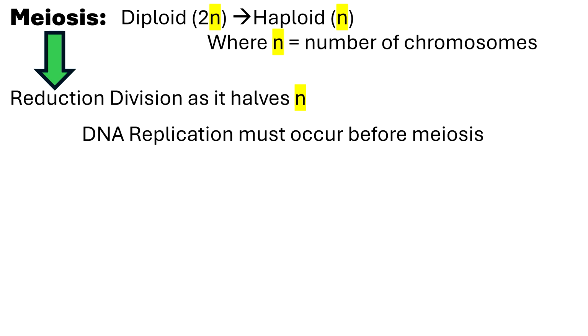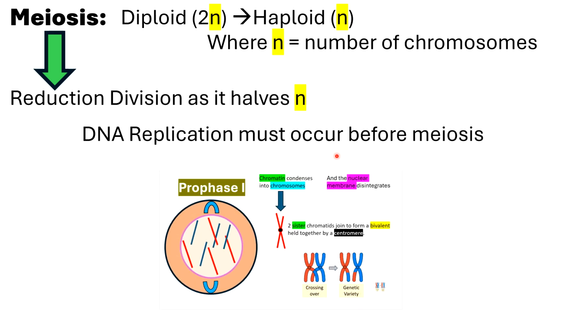Meiosis transfers diploid to haploid. n is the number of chromosomes, so 2n becomes n, haploid. So it halves essentially. Because the number of chromosomes halves from diploid to haploid, from 2n to n, this is called a reduction division. Now, DNA replication must happen before meiosis. Let's have a look at the first phase of meiosis, which is prophase 1, and here's where the animations kick in.